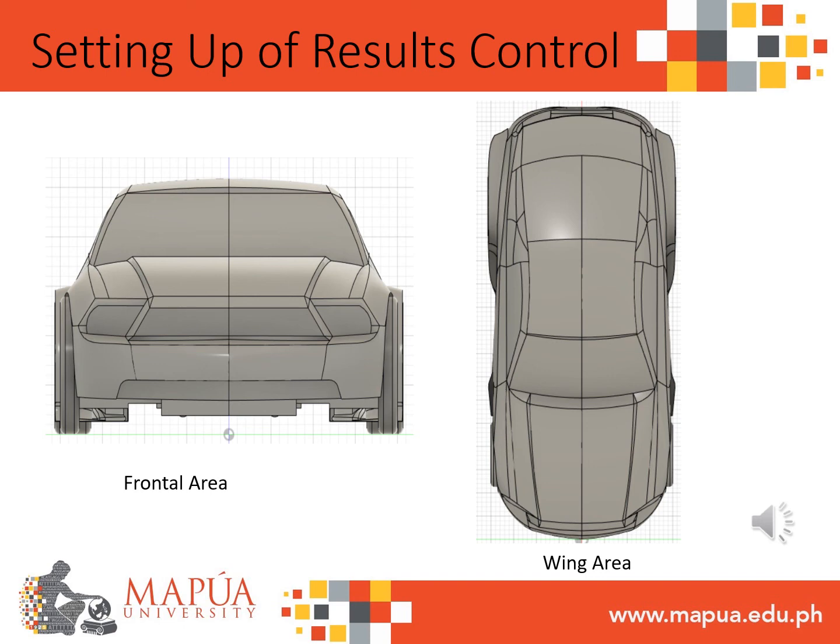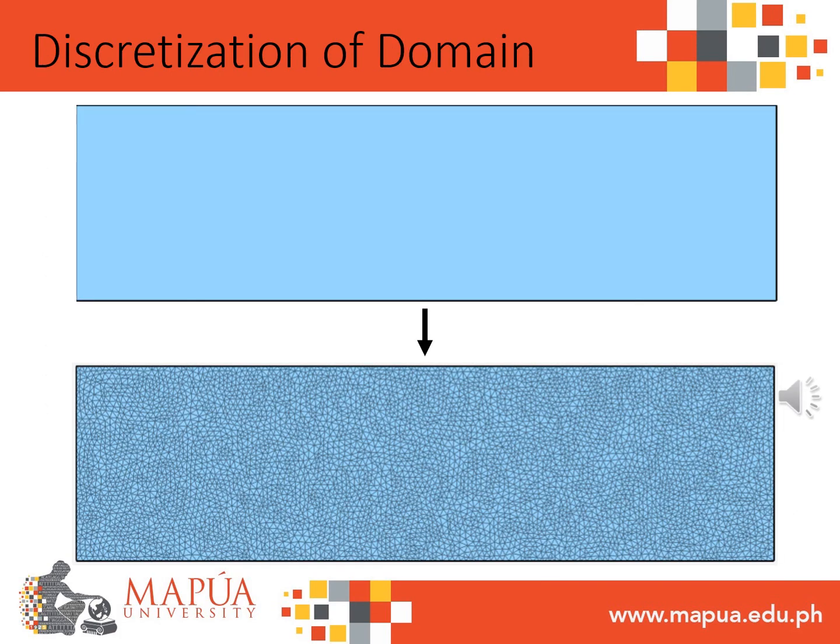For the drag coefficient, we will use the frontal area as our reference area, while to solve for lift coefficient, we will use the wing area as our reference area. We will now discretize our domain. When we perform discretization of domain, what we are actually doing is dividing the whole flow domain and geometrical domain into sections of elements.